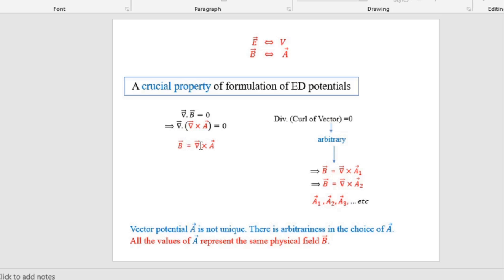That means this vector potential A is not unique in this defining relation. There is arbitrariness in the choice of A. So we can take any arbitrary value of this vector potential here, and all these different values of A will represent the same physical field B. All these different or arbitrary values will represent the same physical magnetic field B.